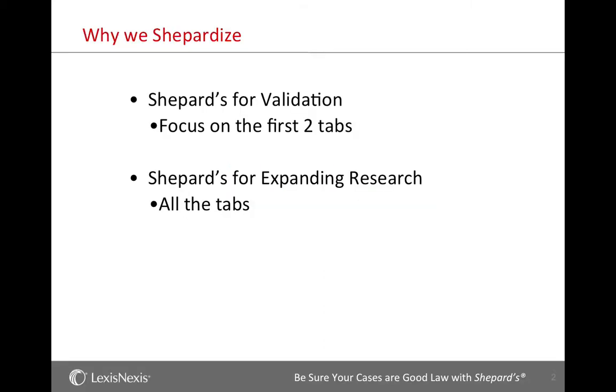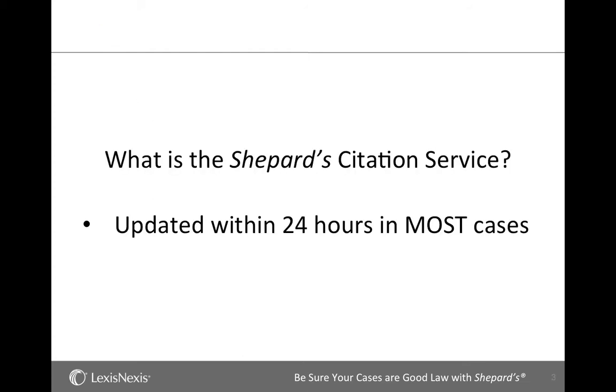When we're focusing on the first reason, validation, we really only look at two tabs just to make sure our law hasn't been overruled. But when we're Shepardizing to expand our analysis, expand our authority, we really are going to utilize all the tabs, and we'll show you how we do that as we walk through. Remember, when you're Shepardizing, you can Shepardize every type of primary authority there is: cases, statutes, regulations, court rules. But you can also Shepardize other things you might not realize. For instance, law review articles and patents, restatements, things like that.